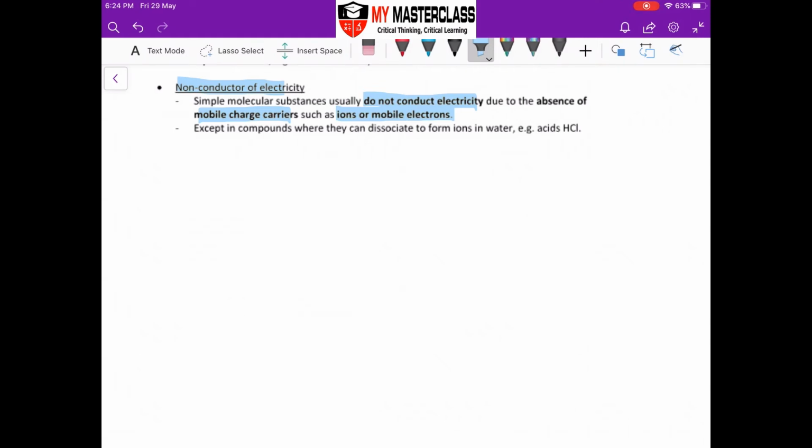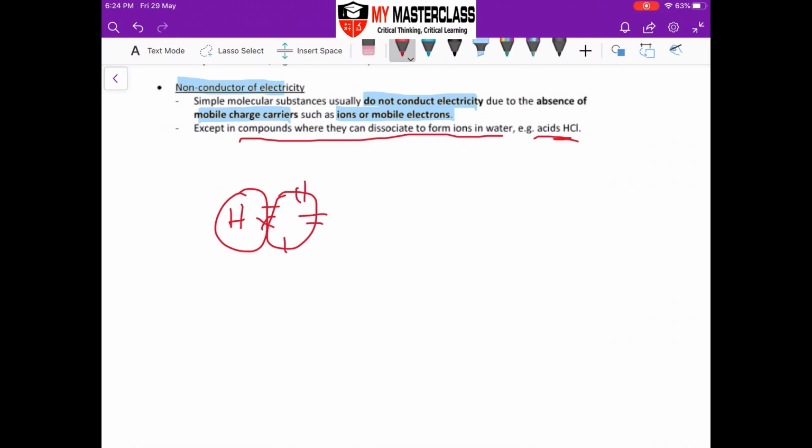Okay, there are some special cases, however, in compounds where they can dissociate to form ions in water. The most common covalent compound that can ionize in water to form ions is, for example, your HCl, your hydrochloric acid. So HCl over here, your hydrogen is a non-metal, your chlorine is a non-metal, they form a covalent bond. When we draw the dot and cross diagram, it will look like this. This is the covalent compound and they are in noble gas configuration. So this is usually a gas, your hydrogen chloride gas.